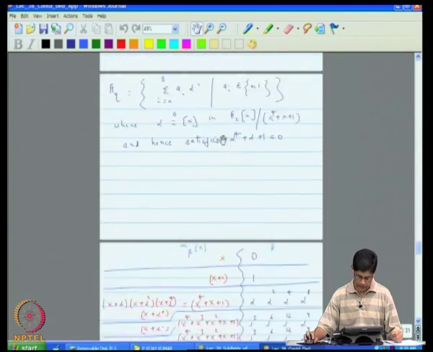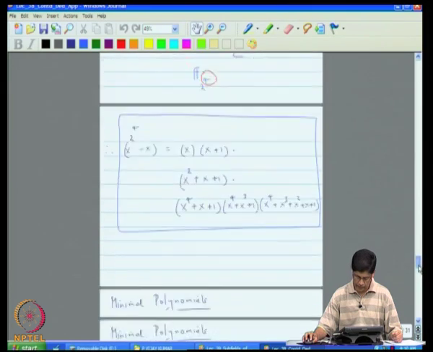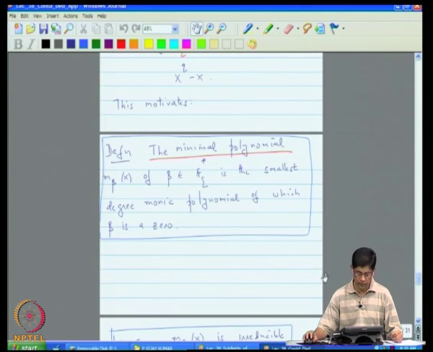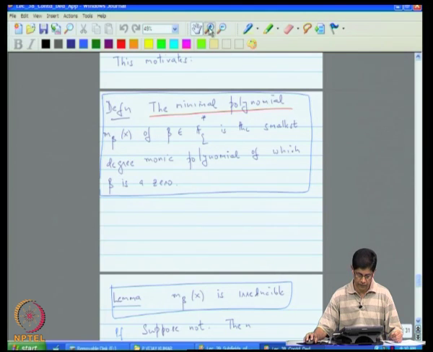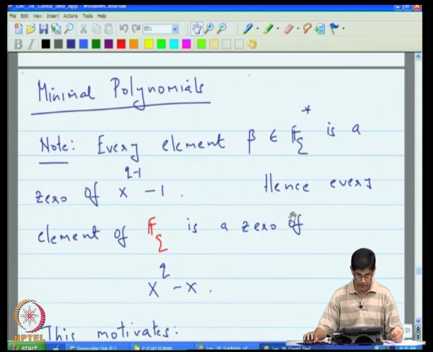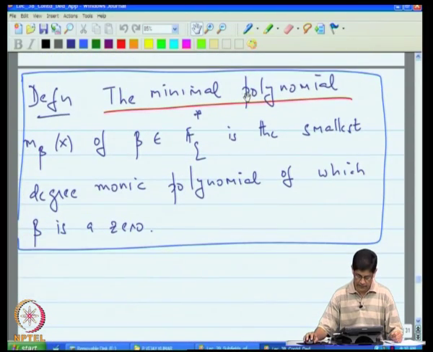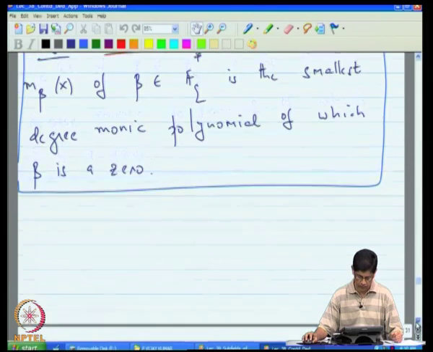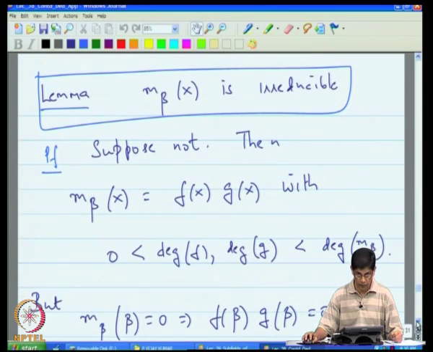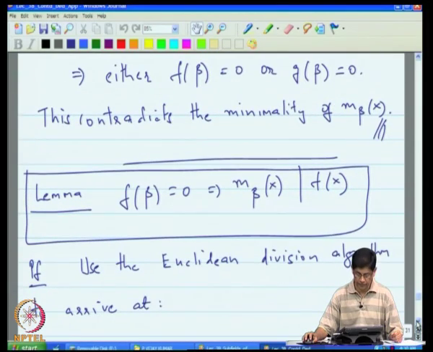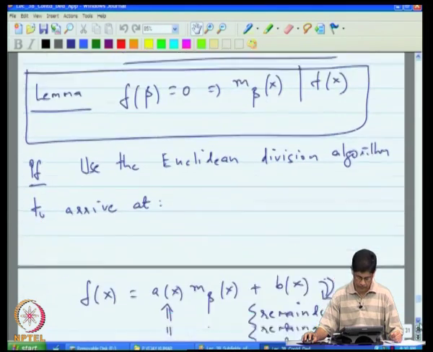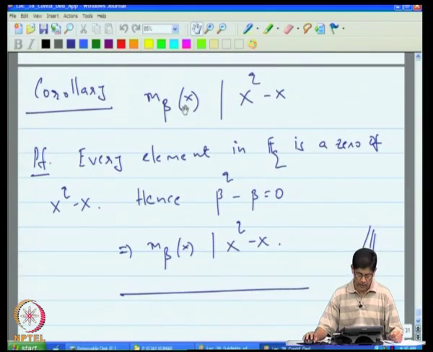Here is a definition of a minimal polynomial. It is the smallest degree polynomial of which the element is a 0. We were actually going through the theory of these minimal polynomials. What we proved is that the minimal polynomial of any element is irreducible. That is, if f of beta is 0, then the minimal polynomial must divide it. And as a corollary, m beta of x divides x to the q minus x.